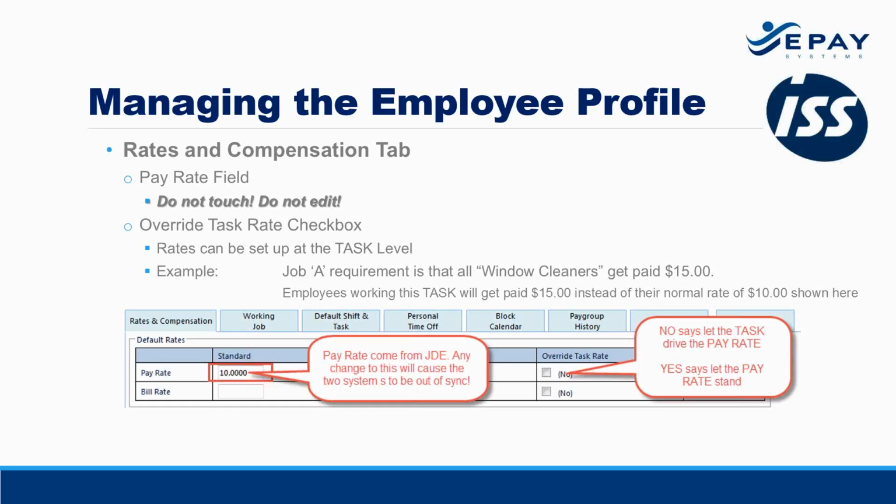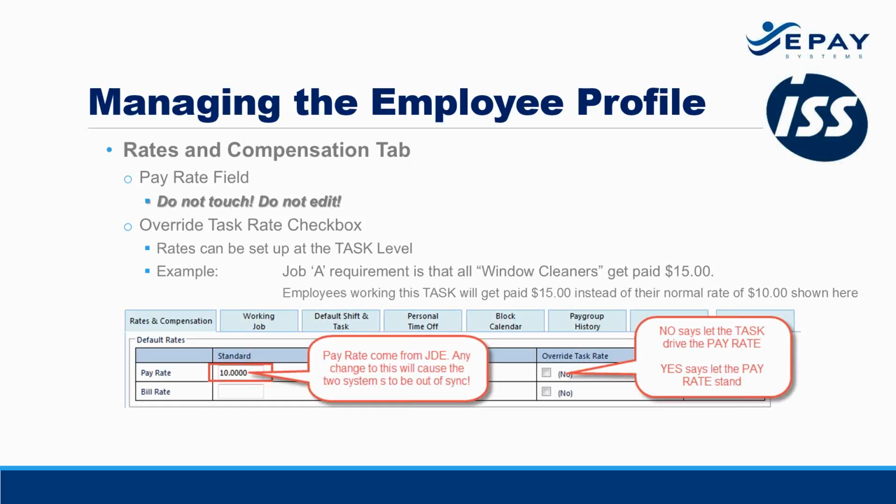Now, if we say yes here, the system says, I don't care what the task rate is set up as. I always want to pay the employee their pay rate. What that means is this is a $10 employee all day, 24/7, doesn't matter what they do, what they work, all that good stuff, they always get paid that pay rate. So that is something that is available and something that I think is very important that we look at.